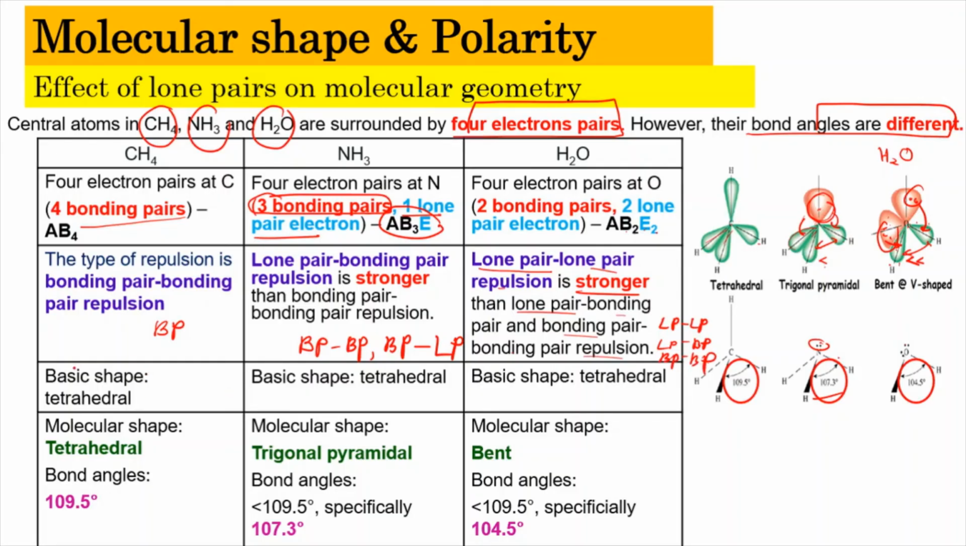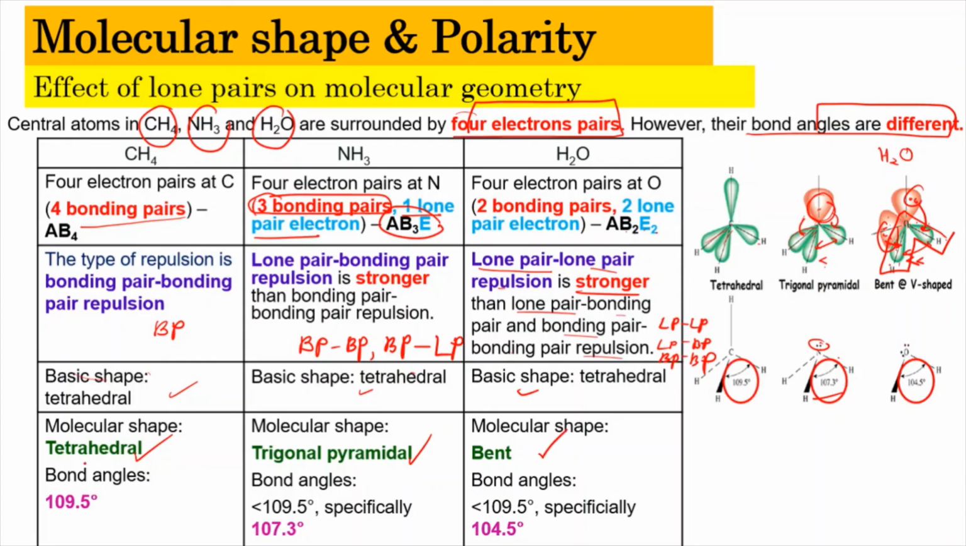But they're going to adopt the same basic shape, because all of them have 4 electron pairs. Only the types are different. Here 4 bonding pairs, this one 3 and 1, this one 2 and 2. So the electron geometry is tetrahedral for all, and the shape they're going to carry is tetrahedral for methane, trigonal pyramidal for ammonia, and the bent shape or the V shape for the water molecule.